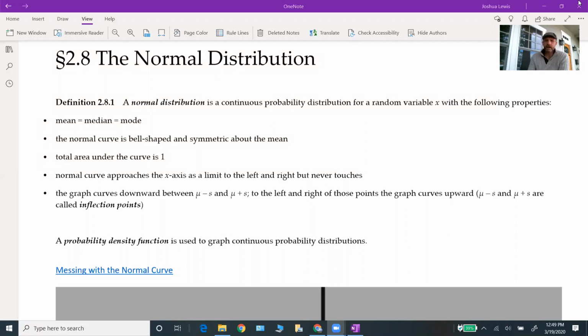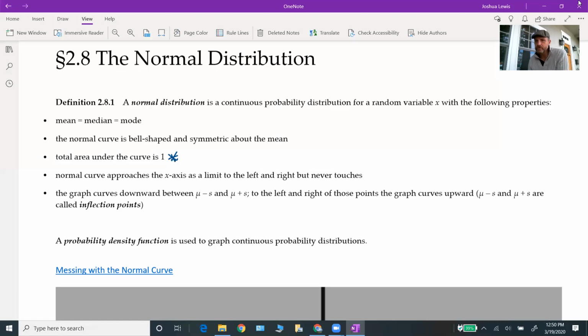The total area under the curve is 1, and this is a really important point, because that means that any portion of the area under the curve is going to be less than 1. So we have these values between 0 and 1. The total area is 1. You can see a link between area and probability. In fact, the area under this curve is what we use to model probability when we have a normal distribution. Next point, the curve approaches the x-axis as a limit to the left and the right, but never touches.